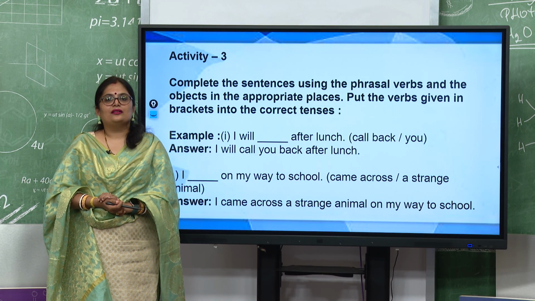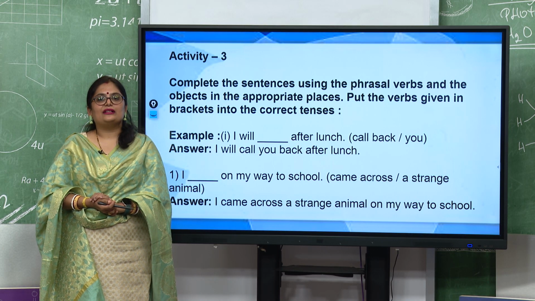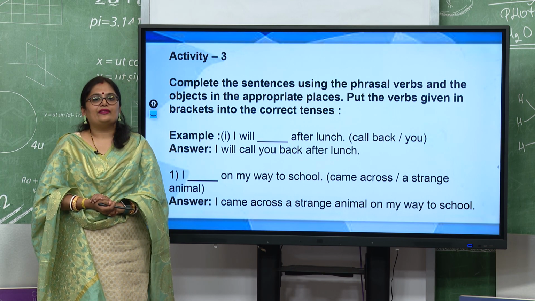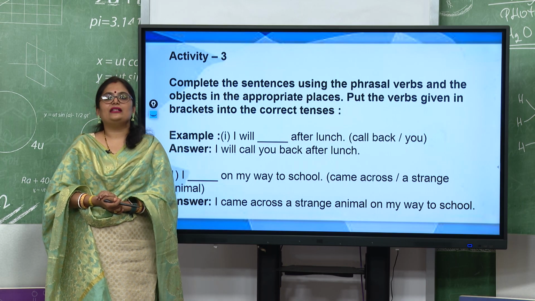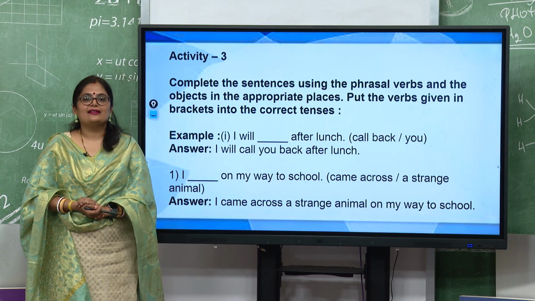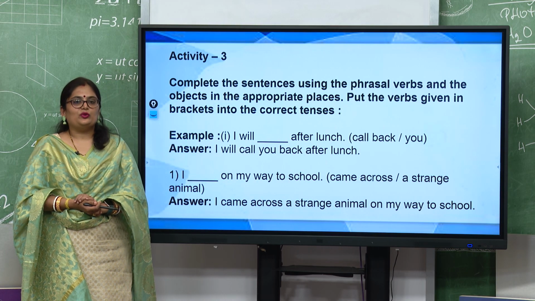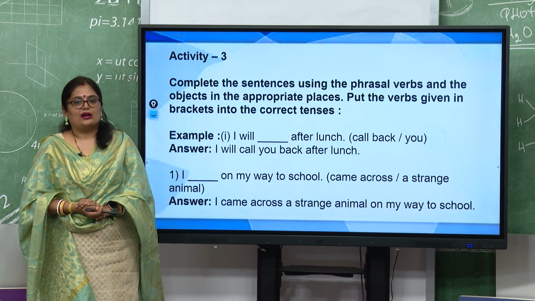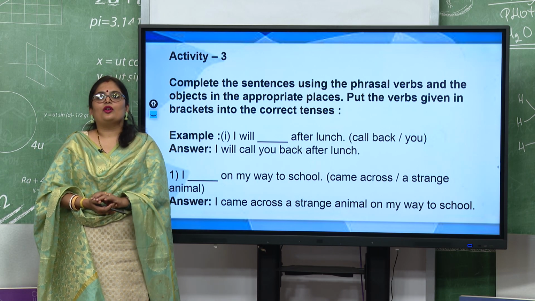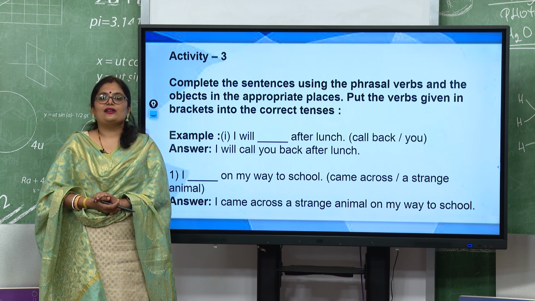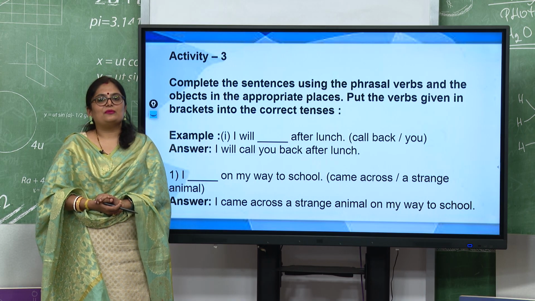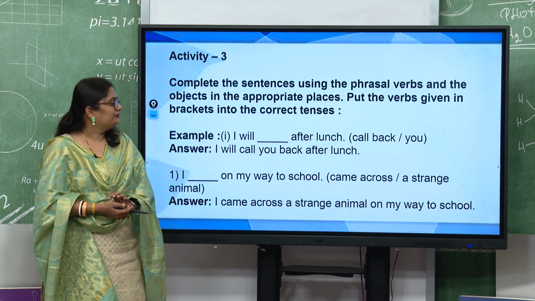I will, there is a blank, after lunch, call back you. So, what will be the answer? I will call you back after lunch. So, the options are call back and you, and how will we rewrite the sentence? I will call you back after lunch. Now, similarly, we have other examples. There is a blank, on my way to school, came across a strange animal. I came across a strange animal on my way to school.